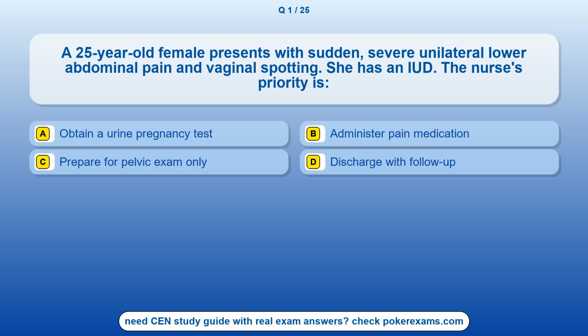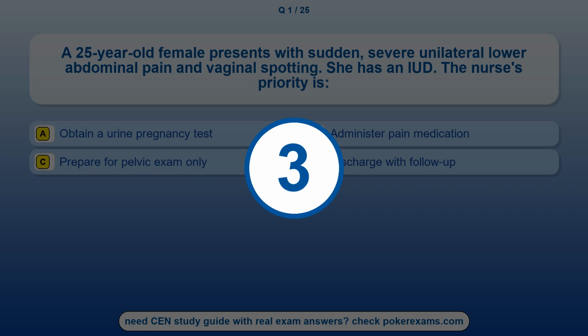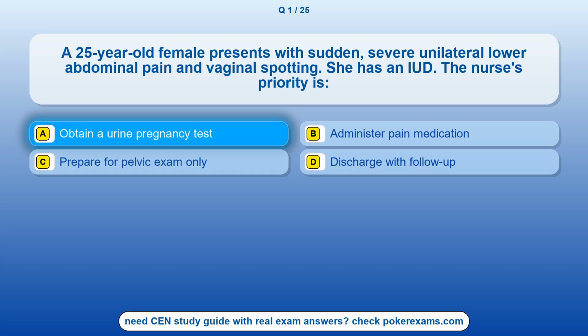Question 1. A 25-year-old female presents with sudden, severe unilateral lower abdominal pain and vaginal spotting. She has an IUD. The nurse's priority is: Option A, obtain a urine pregnancy test. Option B, administer pain medication. Option C, prepare for pelvic exam only. Option D, discharge with follow-up. The correct answer is option A, obtain a urine pregnancy test.